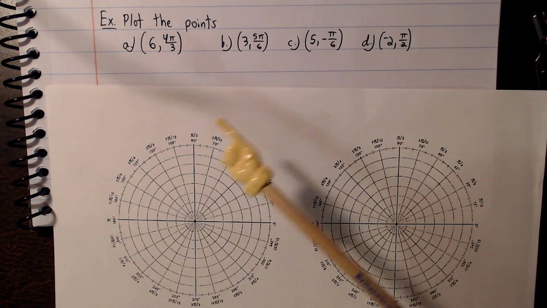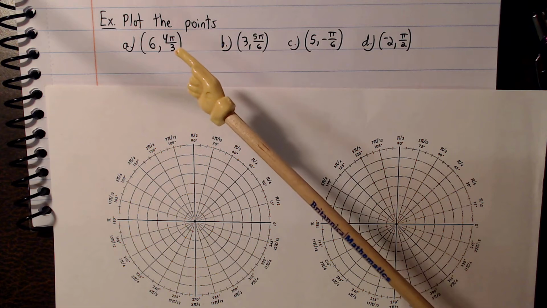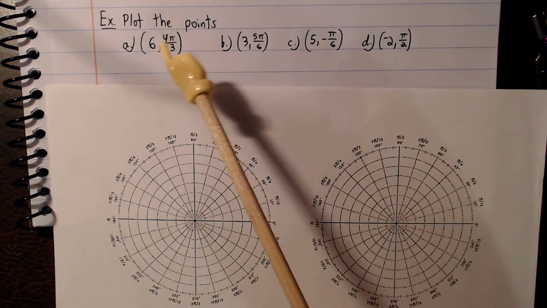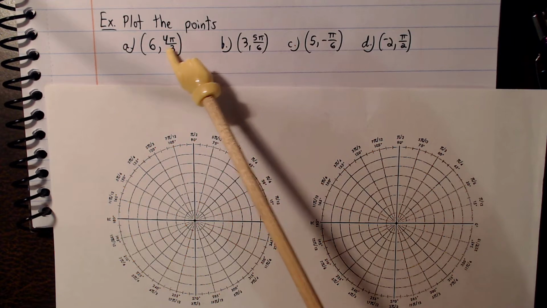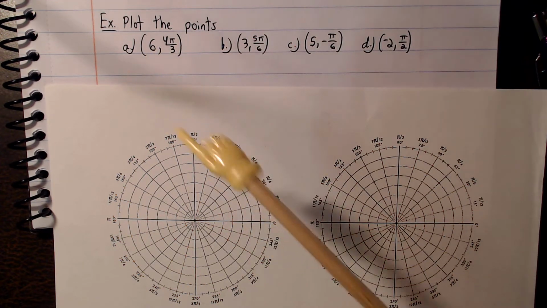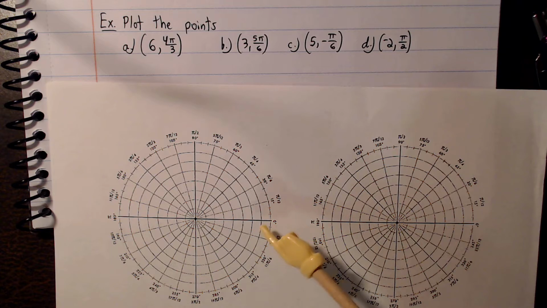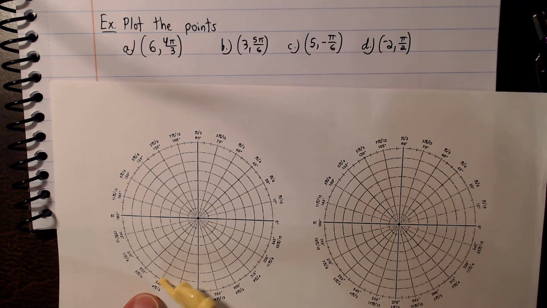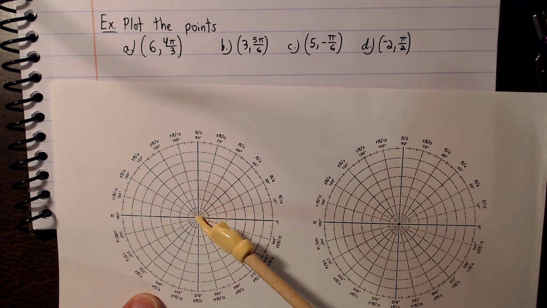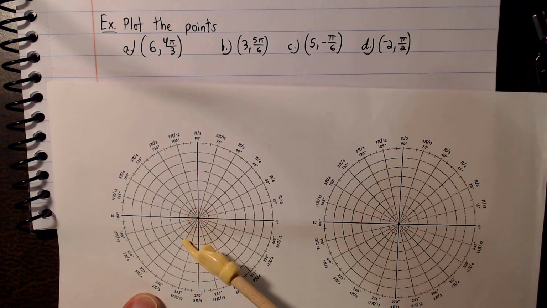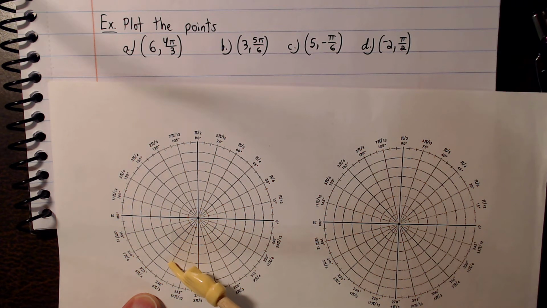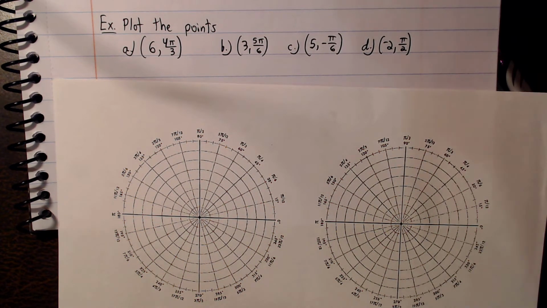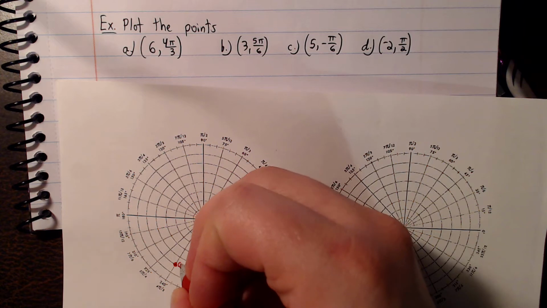So the first one is 6 and 4 pi over 3. I like to do the angle first, and then I count out how far I need to go. That's just me. So let's see. 4 pi over 3 going counterclockwise is going to be over here. So I'm on this line, and I want to be out 6. So let's see. 1, 2, 3, 4, 5, 6. That's where it puts us. And that was A.